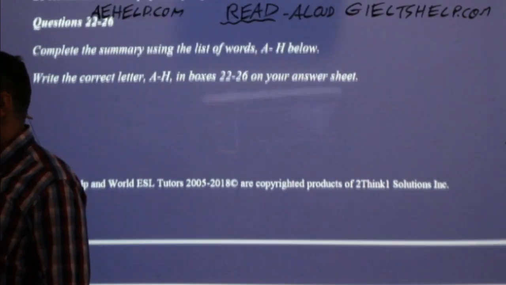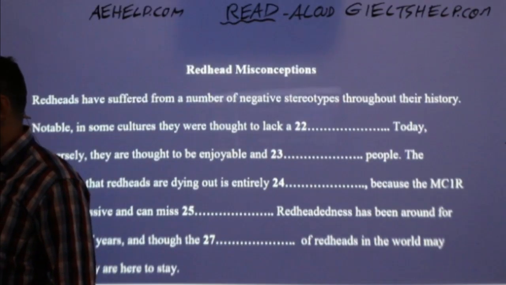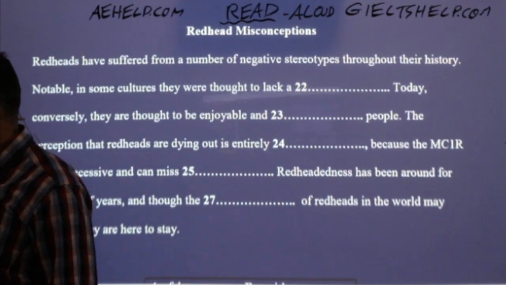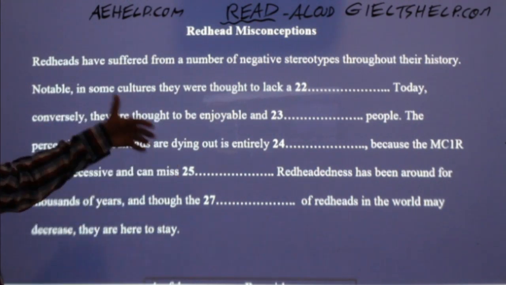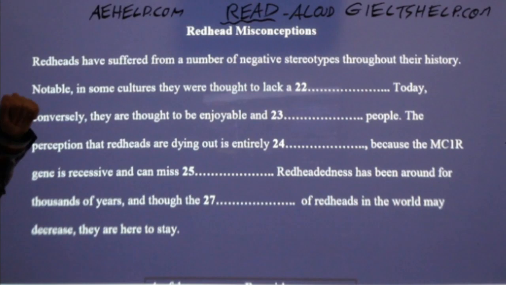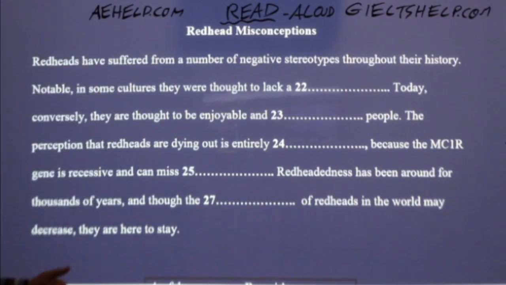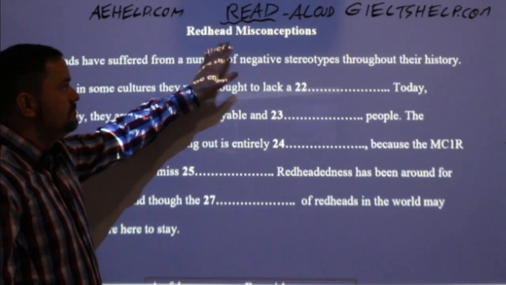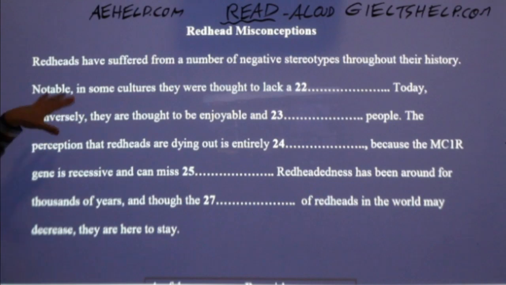And then we have a complete the summary using the list of words. So here we have a summary. Again, it's like the fill in the blanks. We can read this, review it before we read because all of this information is somewhere in the passage. Redhead misconceptions. Okay, if you don't know that word yet, that's okay.